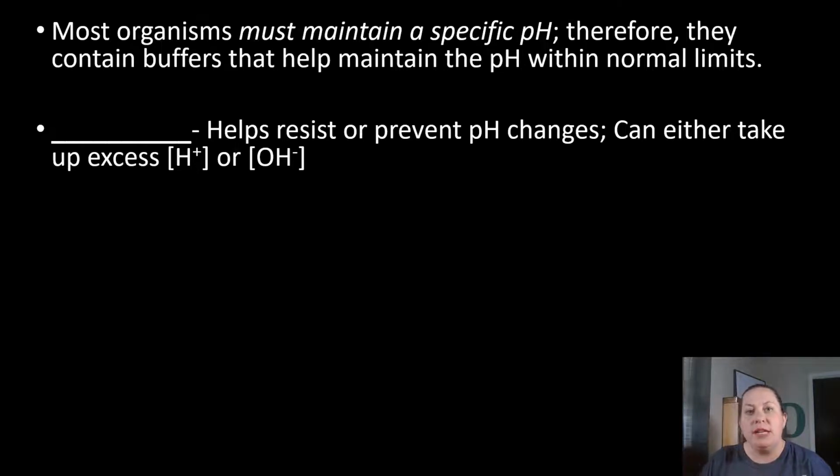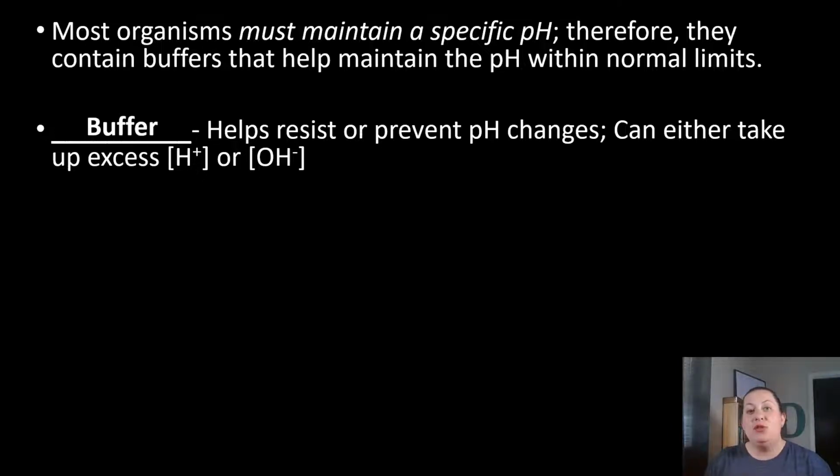So guys, most organisms must maintain a specific pH. This pH might be different depending on which part of the body we're looking at, but they need to maintain a certain pH. This means though that because they come in contact with acids or bases or other solutions that are not that same pH, they need something that helps neutralize it. And these are known as buffers.